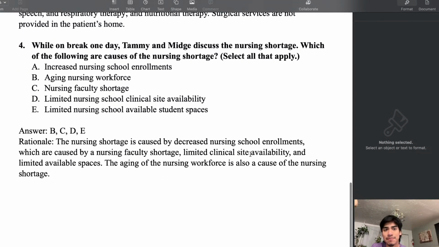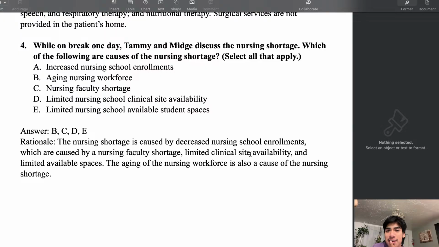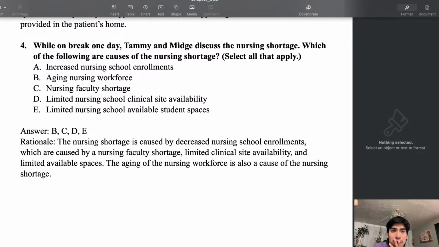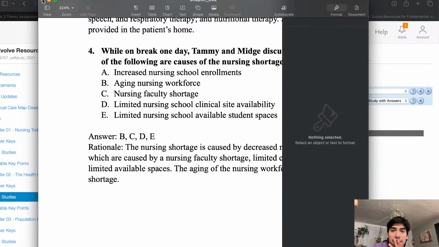While on break, Tammy and Midge discuss the nursing shortage. Which of the following are causes for the nursing shortages? Increased nursing school enrollments, obviously not that. Aging nursing workforce, yes, that. Nursing faculty shortage, yes. Limited nursing school clinical site availability, yes. Limited nursing school available student spaces, yes. Okay, that makes sense.